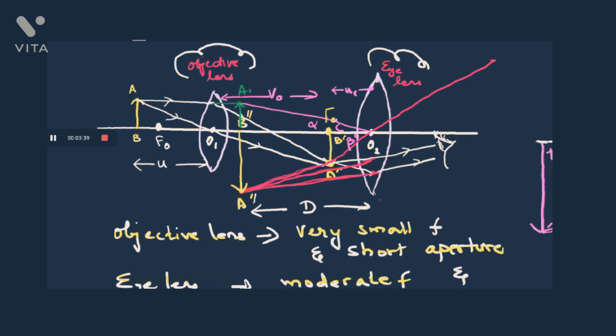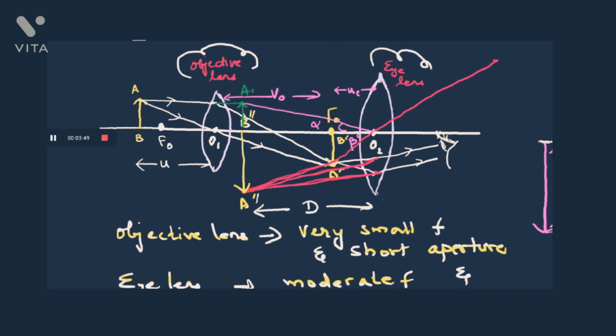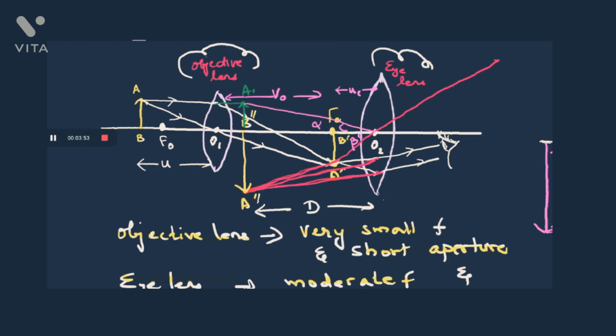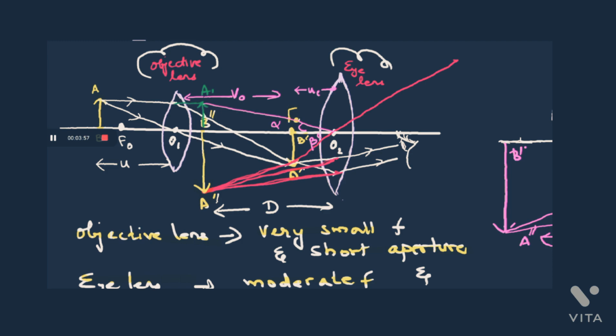From the object AB, if you take any two rays passing through the lens, one parallel to the principal axis and another passing through the optic center, obeying the rules, they will converge and form the image at A dash B dash. This is where the image will be formed by the objective lens.